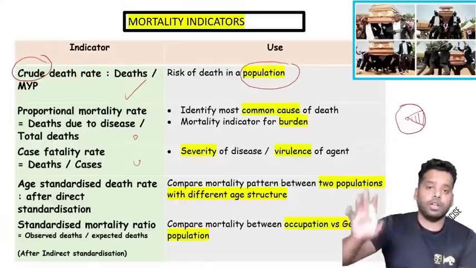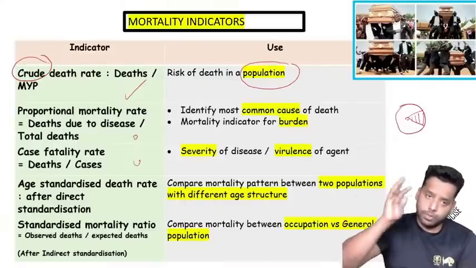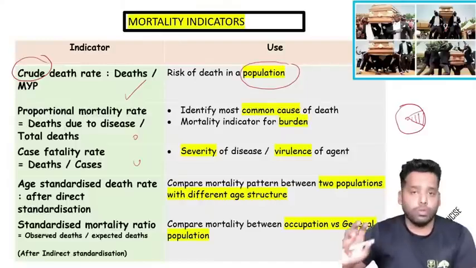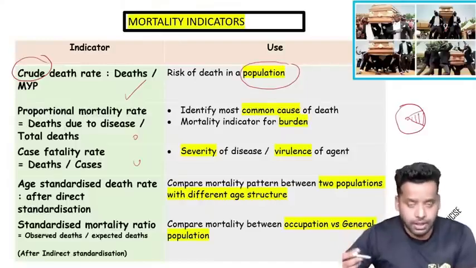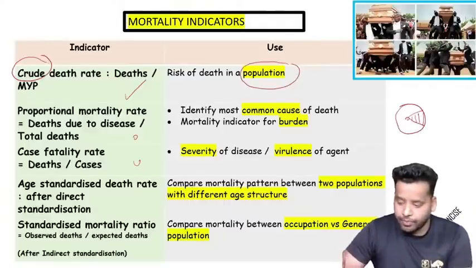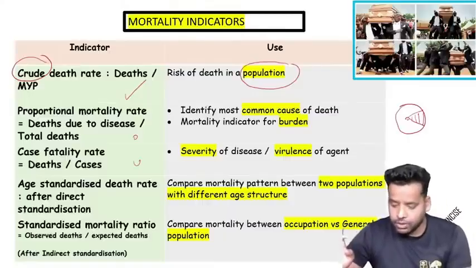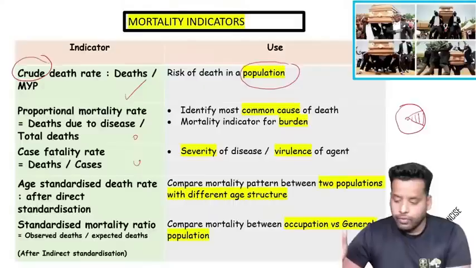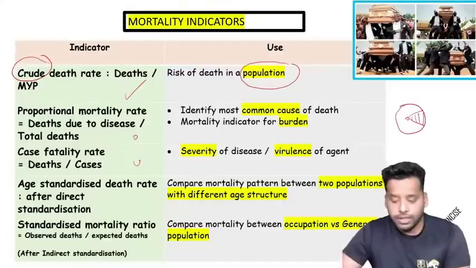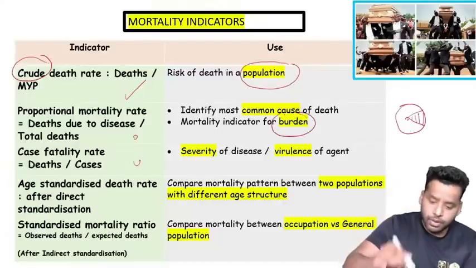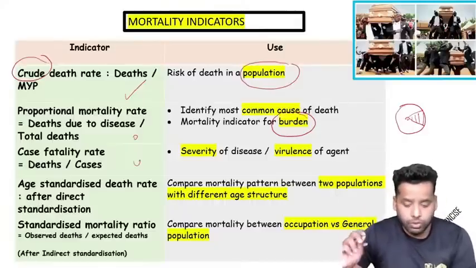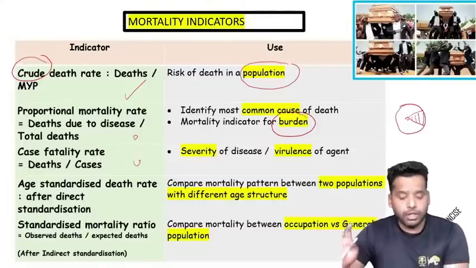When you are plotting it on a pie chart, if the contribution is more, that disease will become the most common cause of death. Usually cardiovascular disease, heart attacks, mortality is more. Good, true statement. Which is the mortality indicator which indicates burden of a disease? Whatever disease becomes the most common cause of death will become the burden for us.